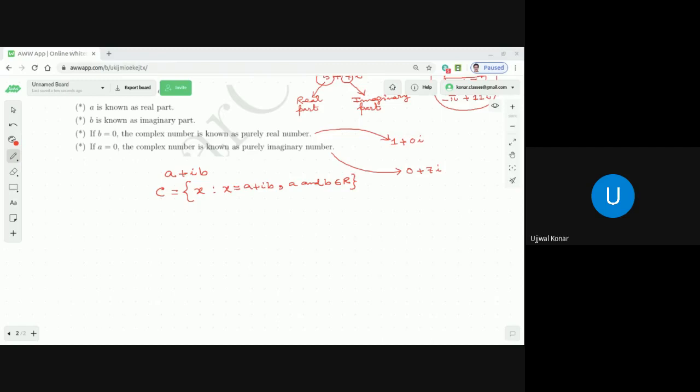The thing is that, as I said, a plus ib is a formal expression to represent complex numbers.